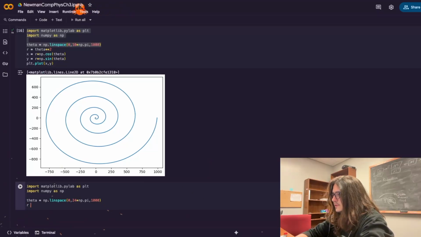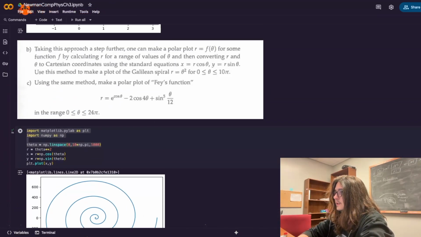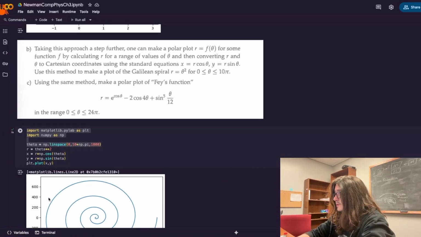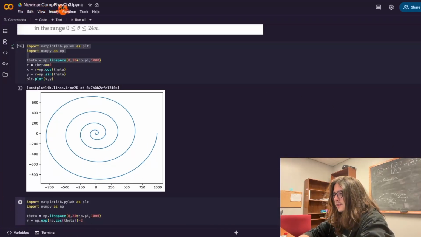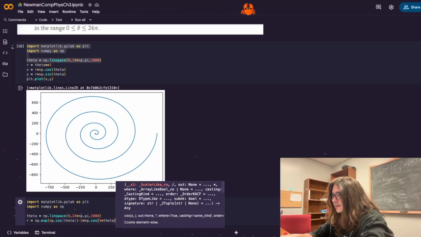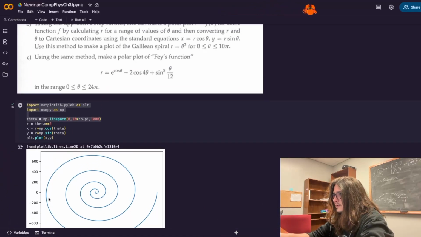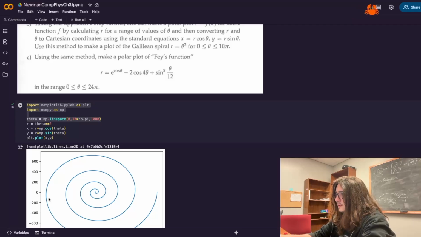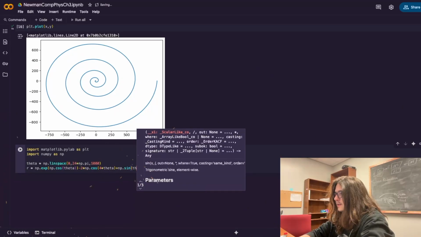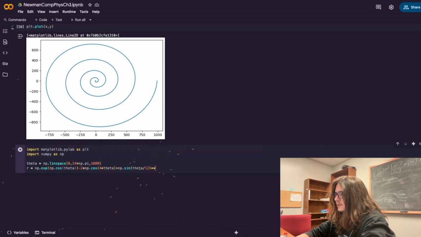And then the phi function itself was r equals e to the cosine theta, so np.exp of np.cos theta, and then minus 2 times cosine of 4 times theta, and then plus sine of theta over 12, raised to the 5th power.